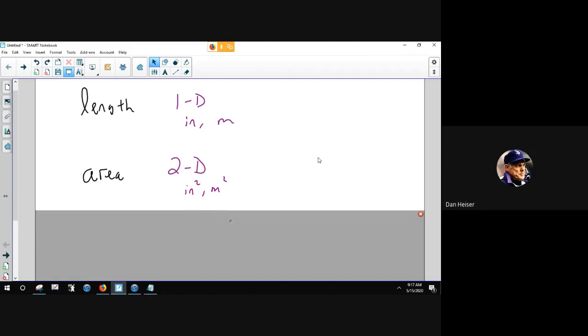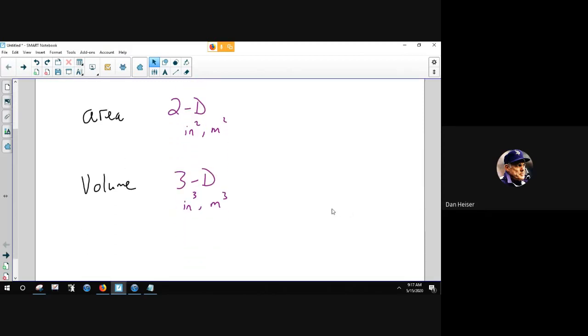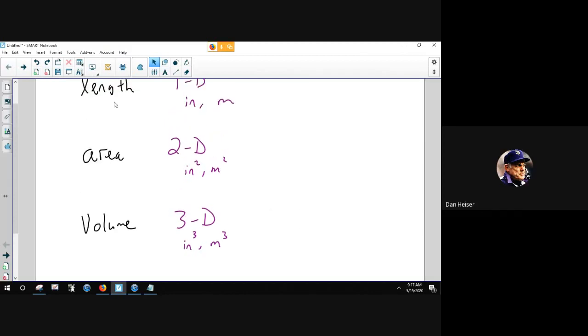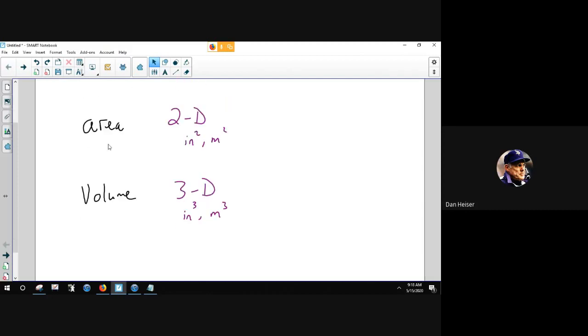And now finally we are at our last type of measurement, that of volume. Volume is a measure in three dimensions. It's a measure of space inside a solid. We can think of length as the straight line distance between 2 points. We think of area as the amount of space covered in two dimensions.